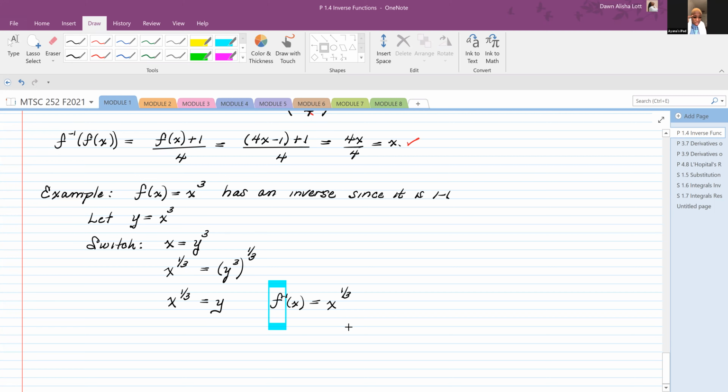Next, f of x has an inverse since it is, is that 1 to 1? Yes, 1 to 1.